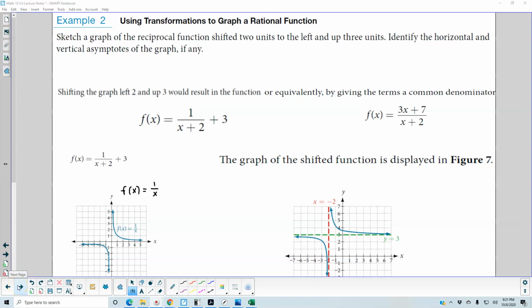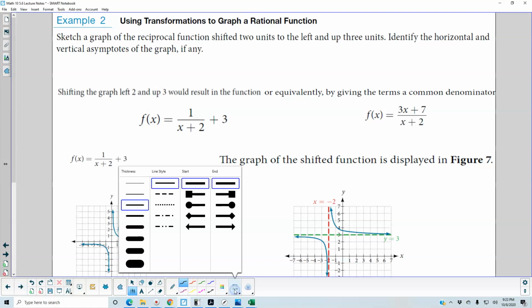Example 2, using transformations to graph a rational function. We want to sketch a graph of the reciprocal function shifted 2 units to the left and up 3 units. And then we want to identify the horizontal and vertical asymptotes of the graph, if any.